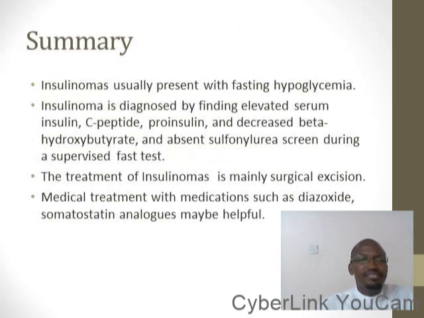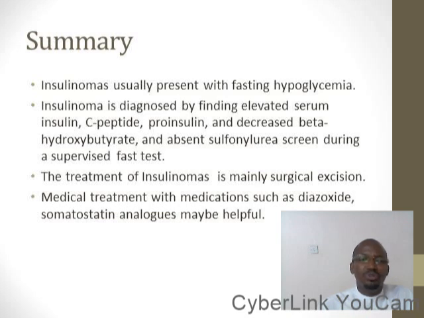The summary is that insulinoma usually presents with fasting hypoglycemia, although a certain percentage may present with postprandial hypoglycemia. Insulinoma is diagnosed by finding elevated serum insulin, C-peptide, proinsulin, and decreased hydroxybutyrate, all in the absence of sulfonylurea screening during a supervised fast test.